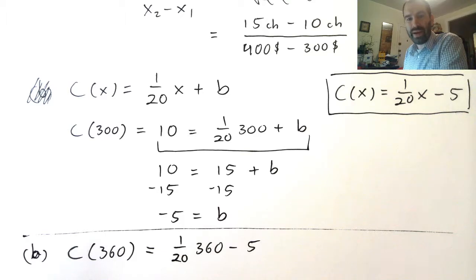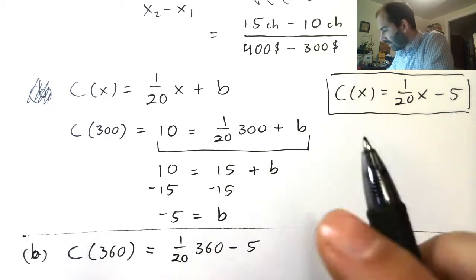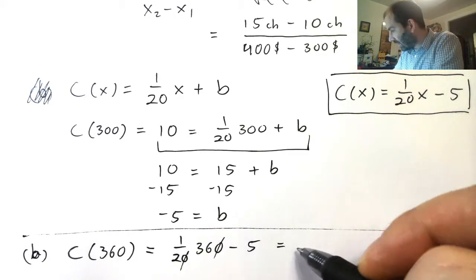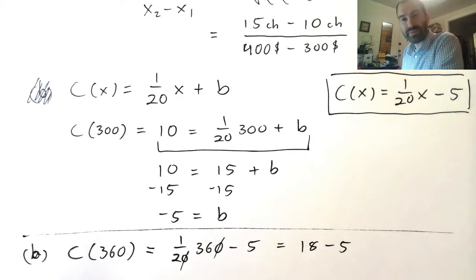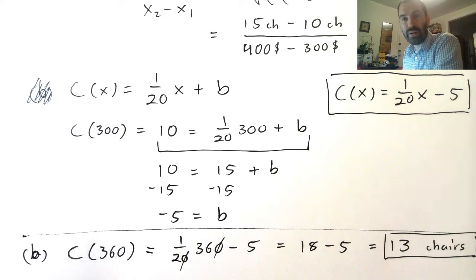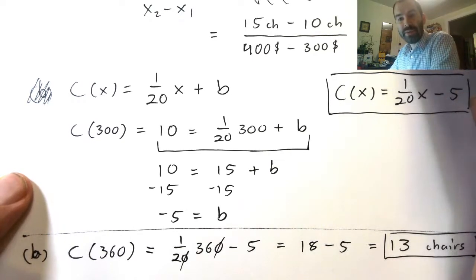Welcome back. If I'm dividing these, I can cancel the zeros, and then 2 goes into 36 18 times. So this is 18 minus 5, which is 13. And what are we measuring here? The number of chairs. She will produce 13 chairs if you pay her 360 bucks. Okay, let's go to part C.